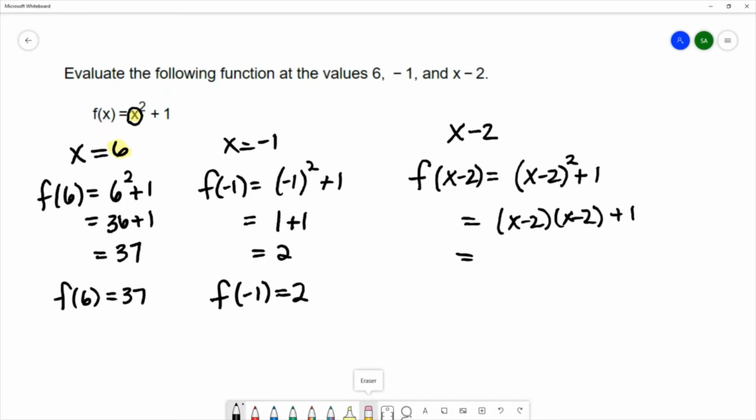We're going to multiply that out to get x squared minus 2x minus 2x plus 4, which is x squared minus 4x plus 4. Carry down that plus 1, and we'll combine like terms. That's x squared minus 4x plus 5. So the function at x minus 2 is x squared minus 4x plus 5.